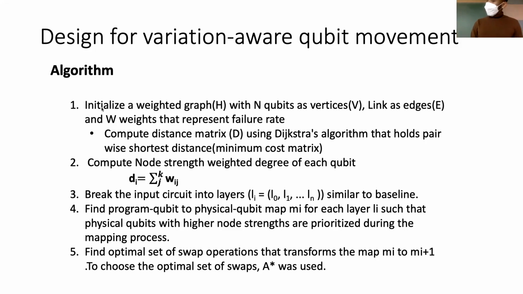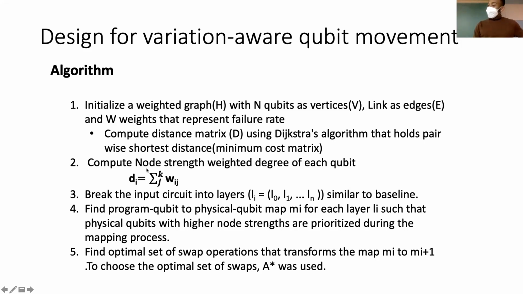After representing this, we compute a distance matrix. For each pair of qubits in the whole topology of the backend, it calculates the shortest distance, not in terms of the number of swaps, but with the cost being the failure rate. So the distance matrix holds the information about the minimum cost of swapping two qubits located in different locations.